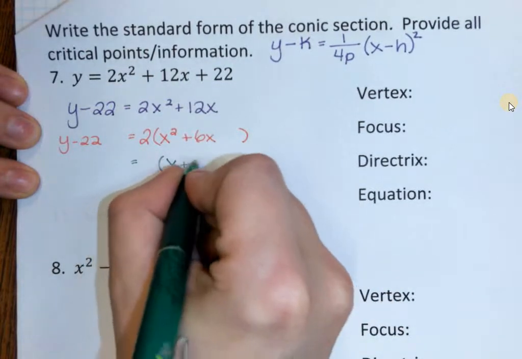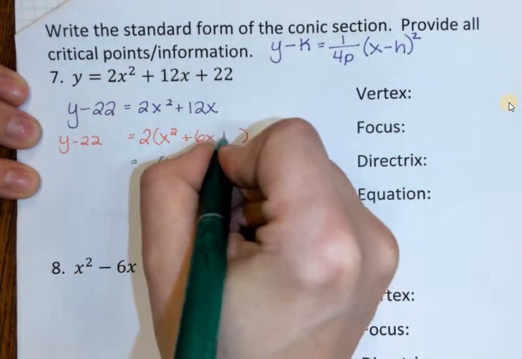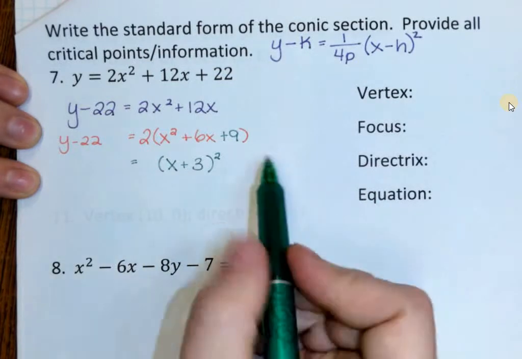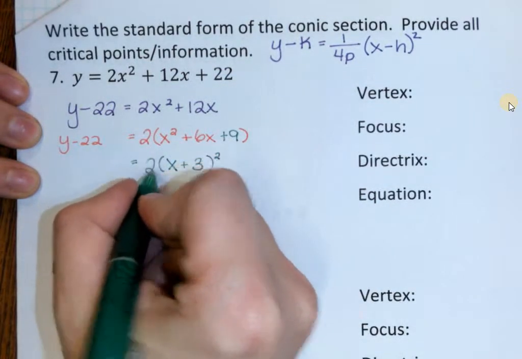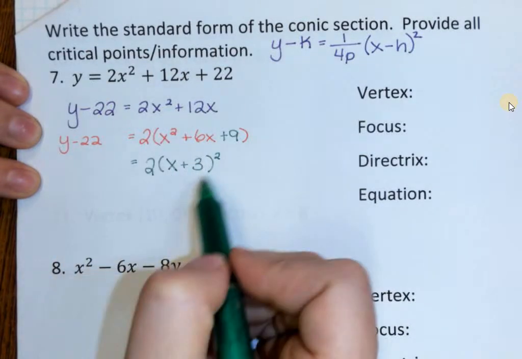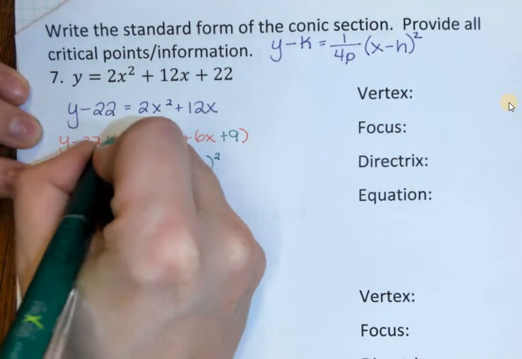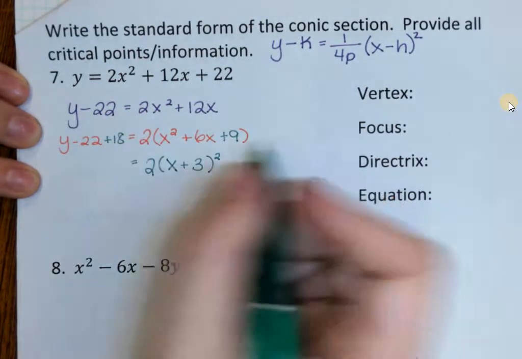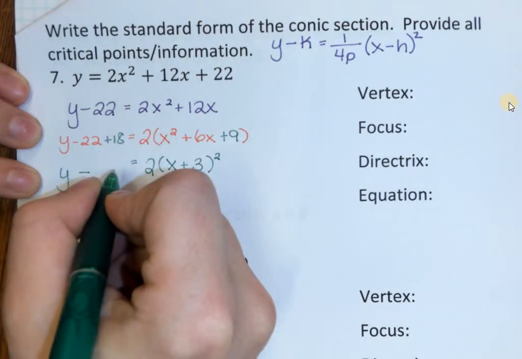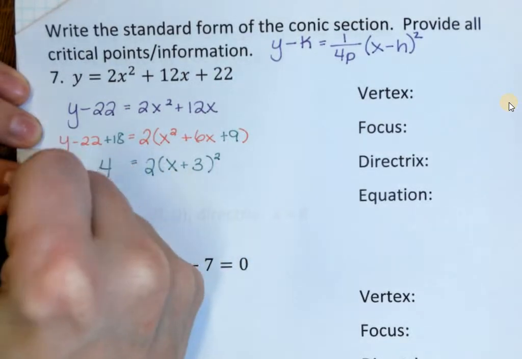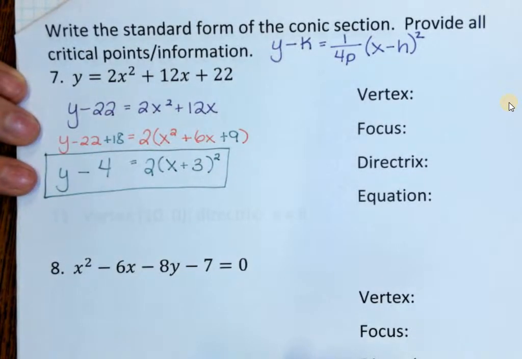3, good. Want to make sure we're still awake. 3 squared, 9. What did I just put into my equation? 18, because there was that 2 out in front. So if I put an 18 here, what goes over here? 18. So that means I have y minus 4. And that is the equation in standard form for my parabola.